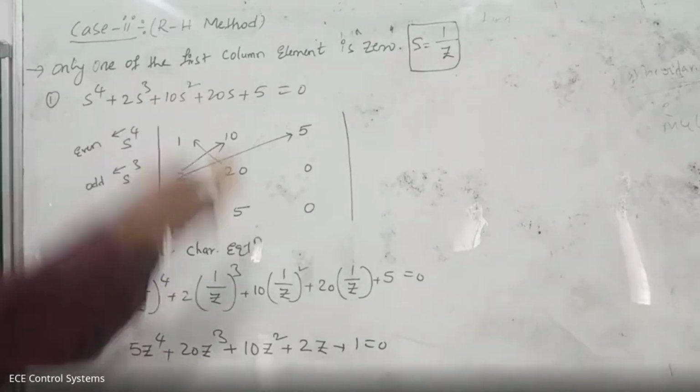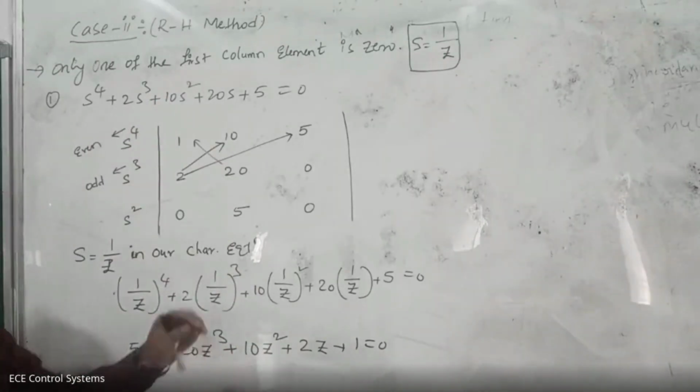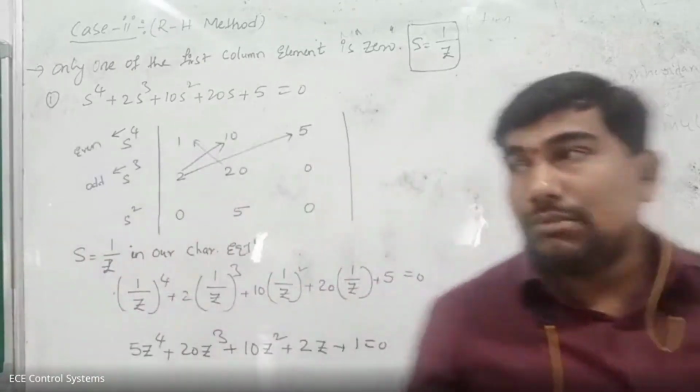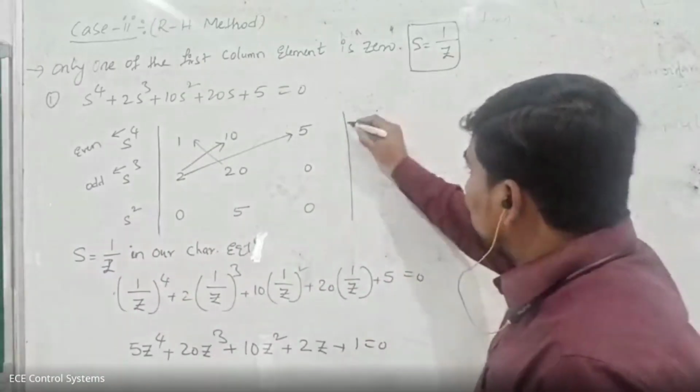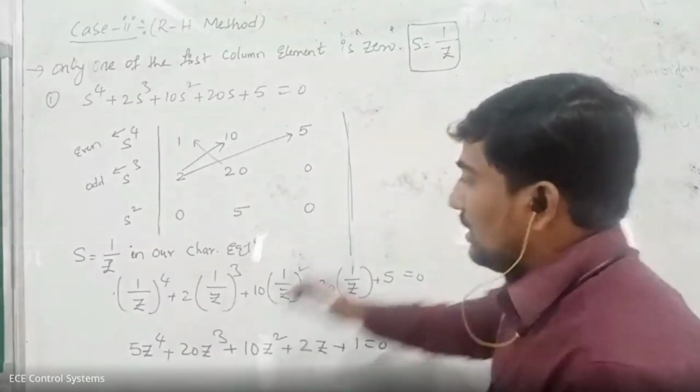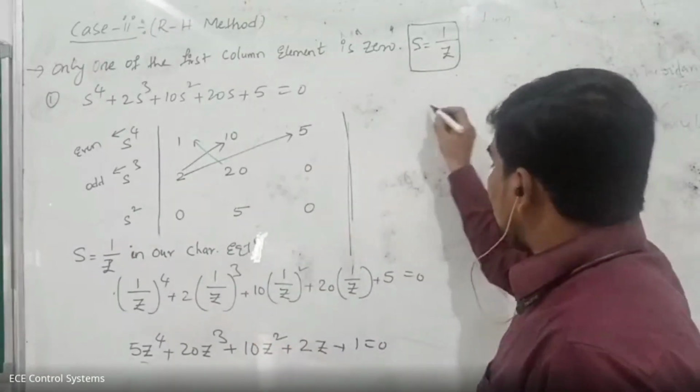From this, you have to take some array. Again from here, what should we take? We should take a special array. That is nothing but a new array from this new characteristic equation. The highest power is Z power 4.